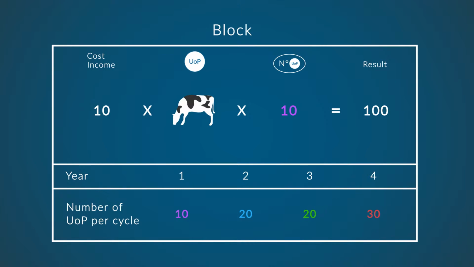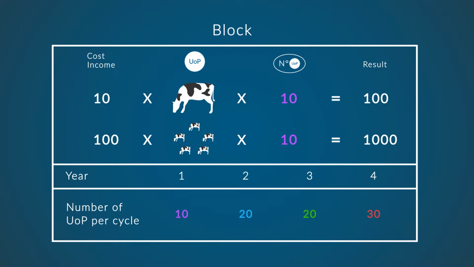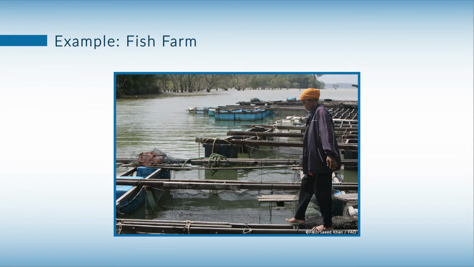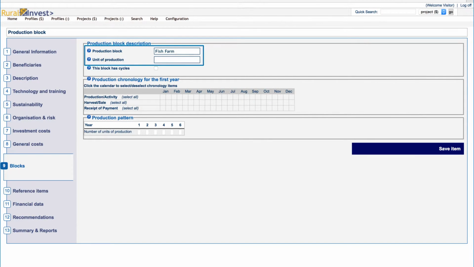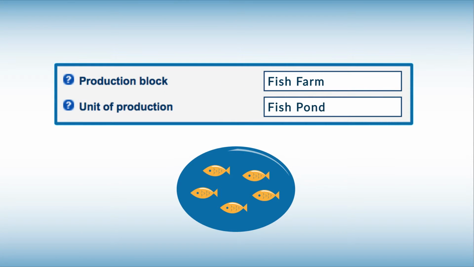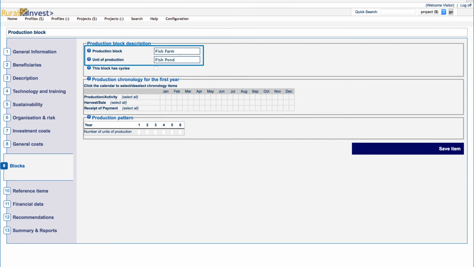For example, if your unit of production is a dairy cow, you cannot insert costs and incomes for the whole herd, as the software will multiply the numbers you insert by the number of cows you have specified under pattern of production. Let's look now at the first example we mentioned earlier, the fish farm. In this example, we will select the fish pond as the unit of production, so we must inform the software as to how many ponds we will have each year.